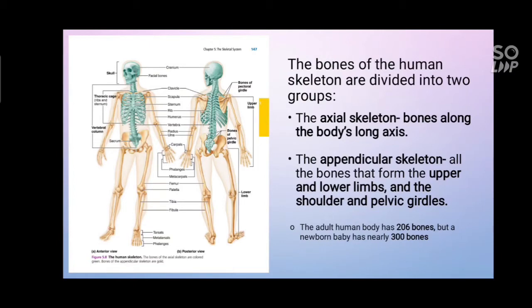The adult human body has 206 bones, but a newborn baby has nearly 300 bones. It is because a newborn baby has more flexible cartilage that eventually hardens and turns into bones, while other bones just fuse together, ending up with 206 bones as an adult.